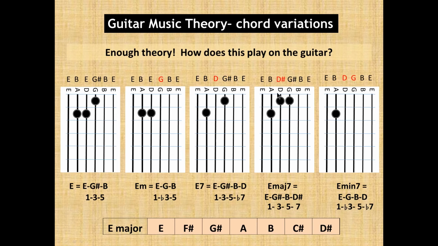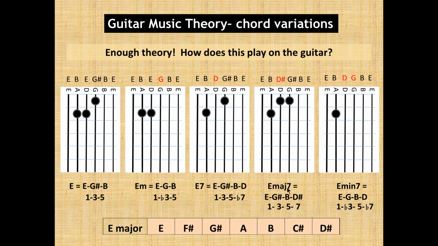And then you can go through the rest of these and see the same thing. What changed in the case of an E major 7? Well, instead of turning the E into a D, you turn the E into a D sharp. And so this is your major 7th version.